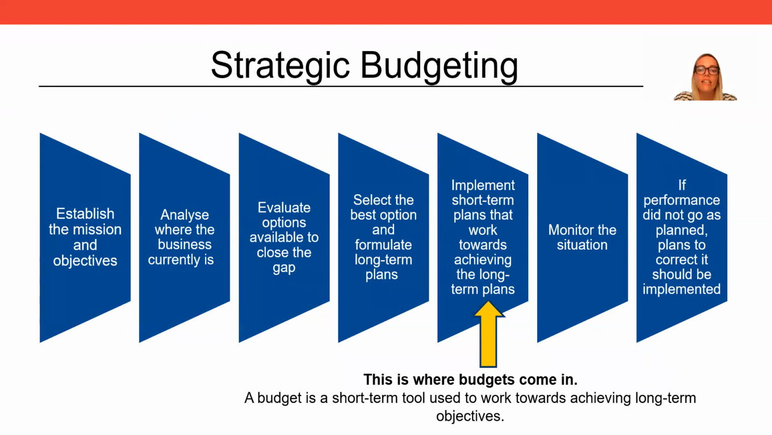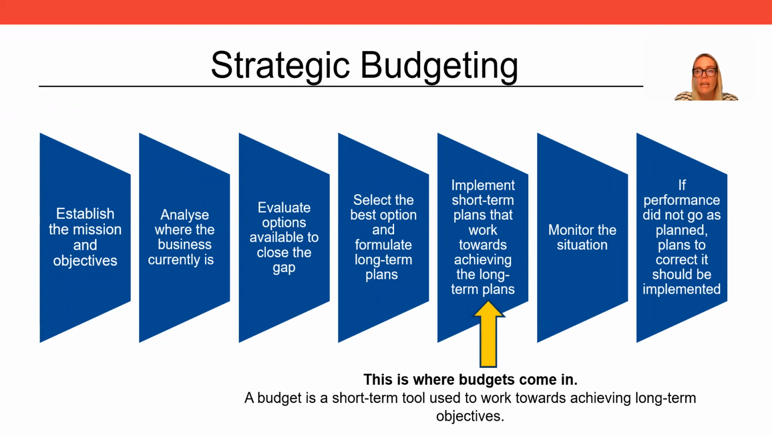Budgeting can be seen as strategic because it has a role to play in the strategy process. In a company as a whole, you will establish first the mission and objectives, then analyse where the business currently is, evaluate options to close the gap between where they are and where they want to be, select the best option and formulate long-term plans. And then, and this is where budgeting comes in, implementing short-term plans that work towards achieving the long-term plans.